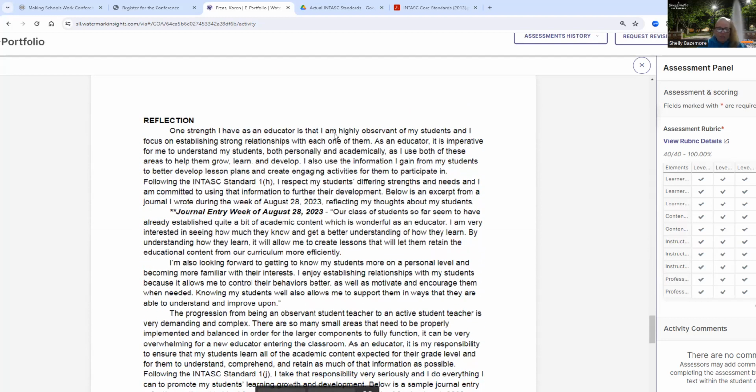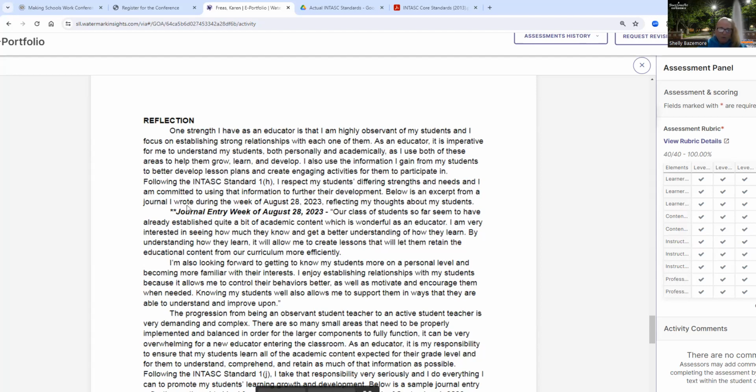One strength I have as an educator is that I'm highly observant of my students and focus on establishing strong relationships with each of them. As an educator, it is imperative for me to understand my students both personally and academically, as I use both of these areas to help them grow, learn, and develop. I also use the information I gain from students to better develop lesson plans and create engaging activities for them to participate in. Following InTASC Standard H, I respect my students' differing strengths and needs, and I am committed to using the information to further their development.